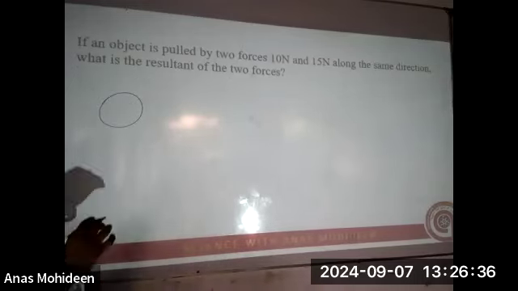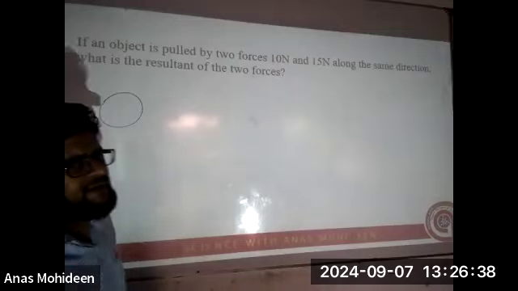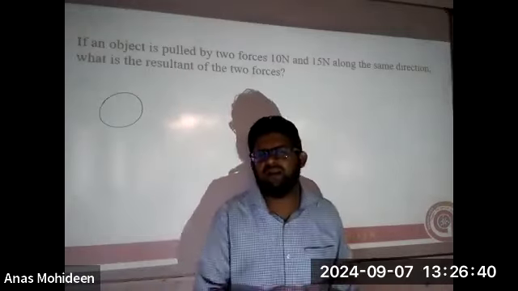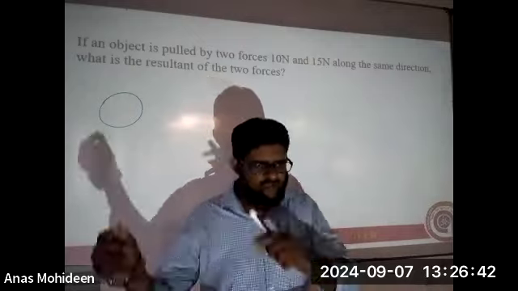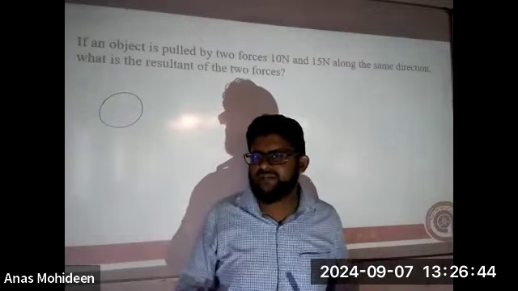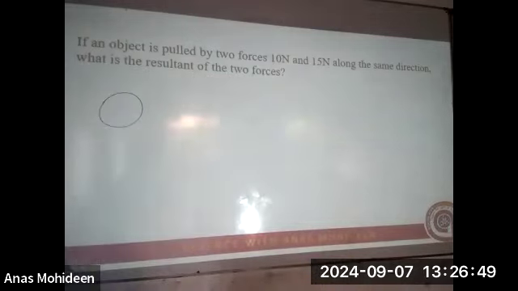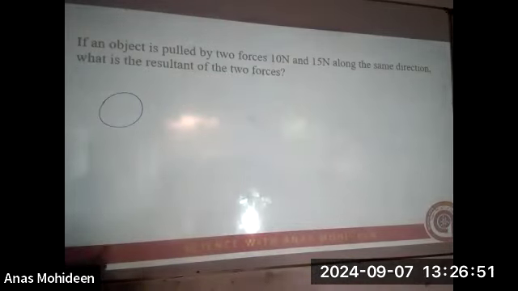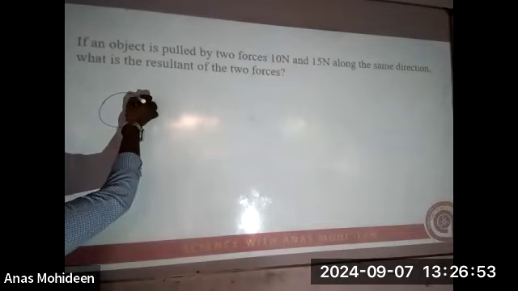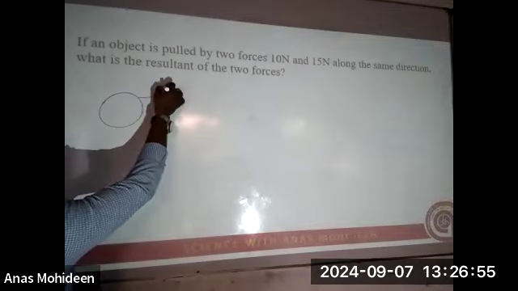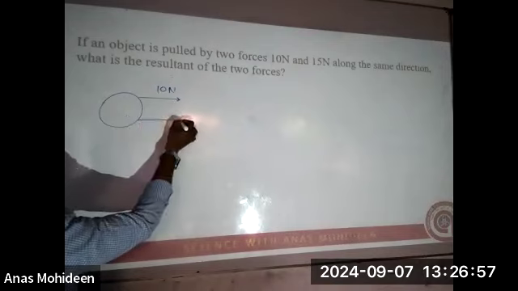Now you see 10 Newton, 15 Newton along the same direction, but it doesn't mention if it is parallel or collinear. If it is on the same line of action or two lines of action, it doesn't mention. So you can take one of them. Okay, so let me take, I'll consider it as parallel forces. So I'm marking like this. One I consider 10 Newton, the other one should be 15.